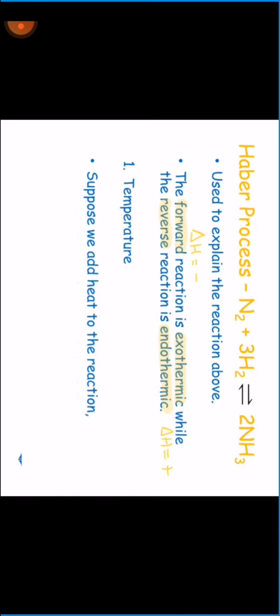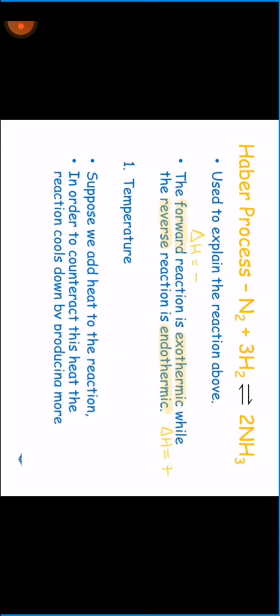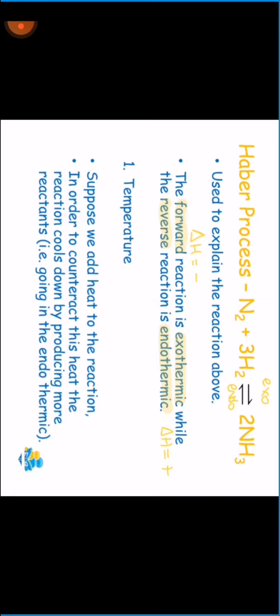So let's look at the effect, first of all, that temperature has on the Haber process. If we were to add heat to this reaction, in order to counteract the heat, the reaction needs to cool down. And we know that the cooling reaction is the endothermic reaction. So that would mean that we would be producing more of the reactants. So basically, a high temperature will cause the reverse reaction, or the decomposition of ammonia into nitrogen and hydrogen, to occur. However, with the Haber process, we want a high yield of ammonia, so we want to produce lots of ammonia. So a high temperature, or increasing the temperature, is no good to us.